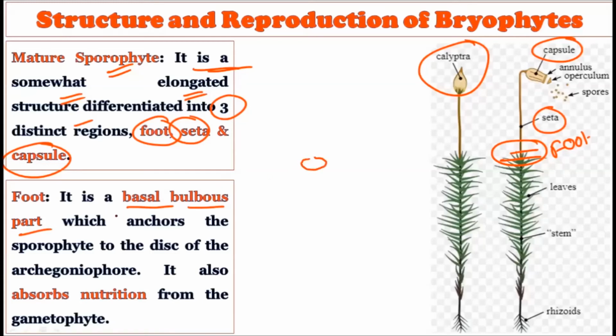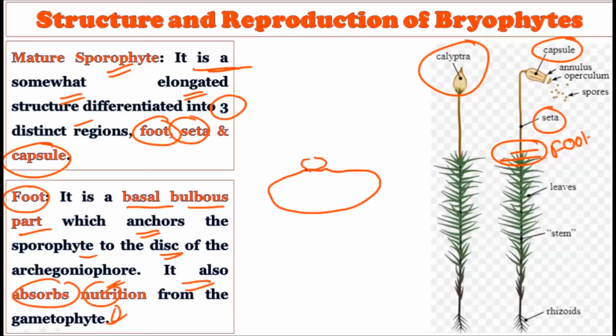The foot is the basal bulbous part which anchors the sporophyte to the disc of the archegoniophore. So it links the sporophyte with the disc of the archegoniophore. This is the function of the foot. Another function of the foot is that it also absorbs nutrition from the gametophyte, because all this is happening on the female gametophyte, and this mature foot is arising from this gametophyte and directly taking nutrition from it. As you know, the gametophyte is photosynthetic and can create food. This food is directly absorbed by the foot, and the foot transfers this food material to the rest of the sporophyte.